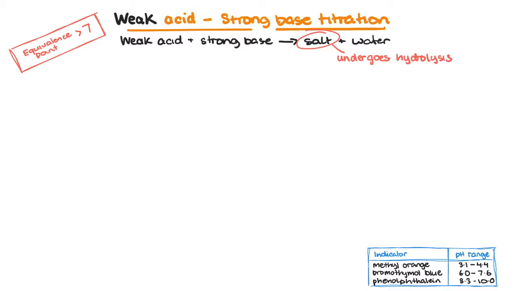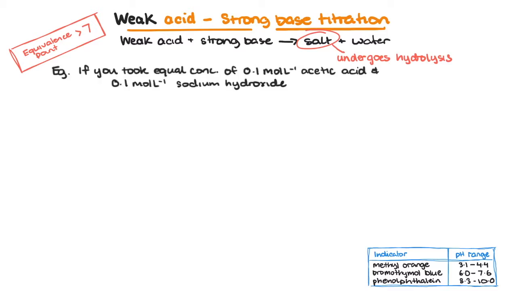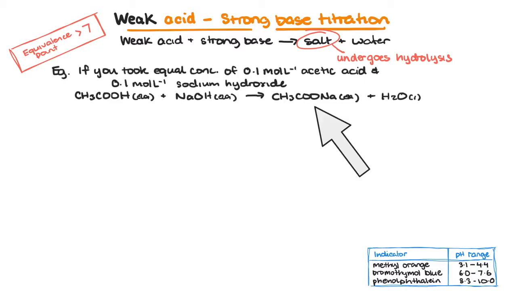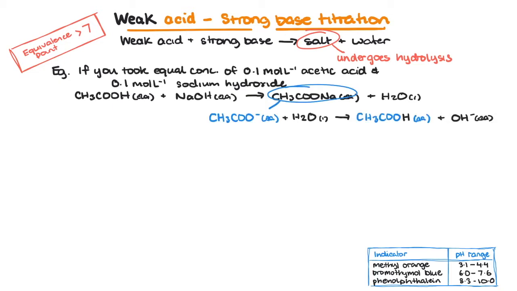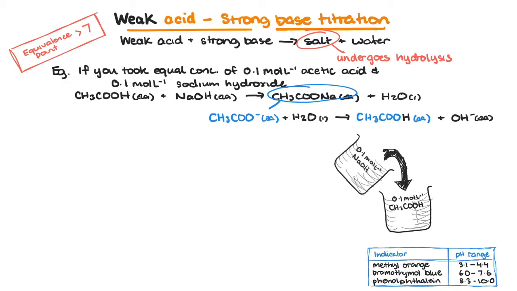For example, if you took equal concentrations of 0.1 mol per liter acetic acid and sodium hydroxide, the salt that forms will be sodium acetate. The acetate ion is a weak Bronsted-Lowry base and hydrolyzes in water to produce hydroxide ions, which increases the pH of the reaction vessel. Like before, if we kept adding equal concentrations of 0.1 mol per liter sodium hydroxide solution to the 10 ml acetic acid, the graph would look like this.